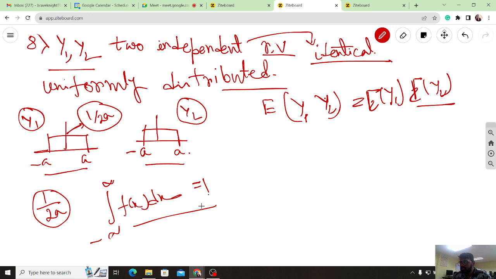Now we have to comment what will be the density. This density is a square pulse with 1 by 2a amplitude. So what will be the density of y1 plus y2? What is the probability density function?